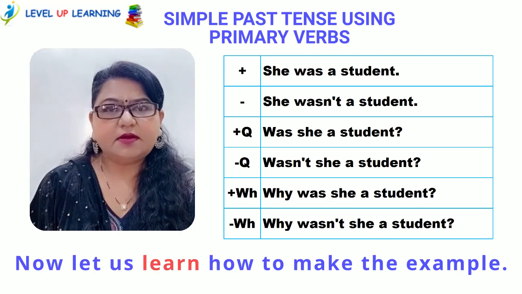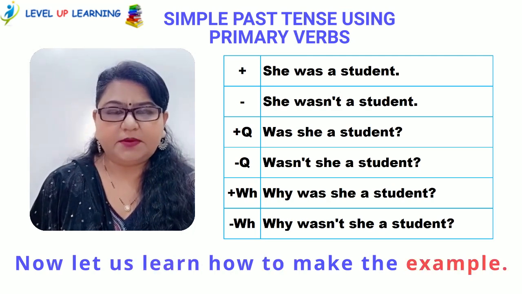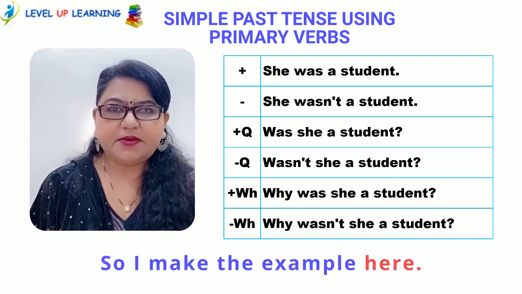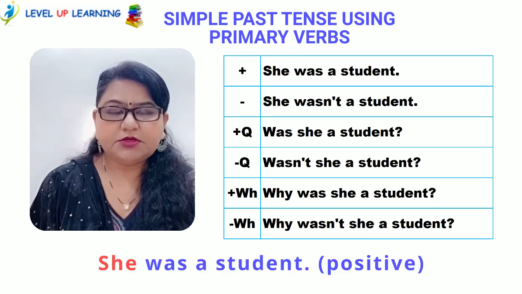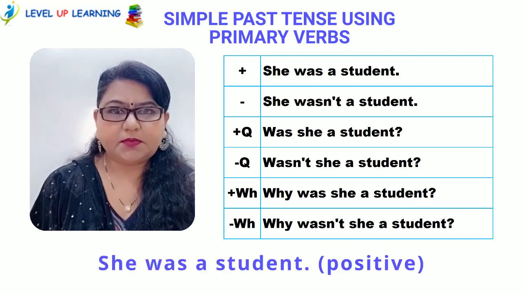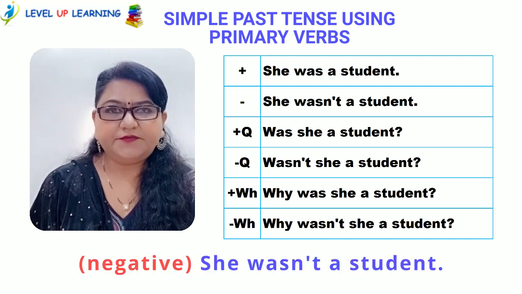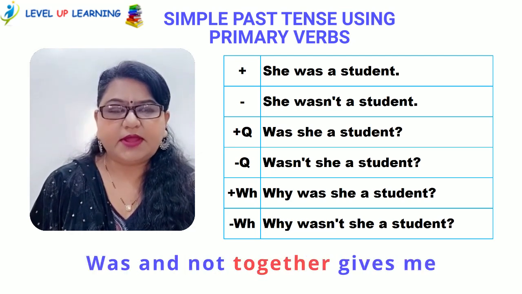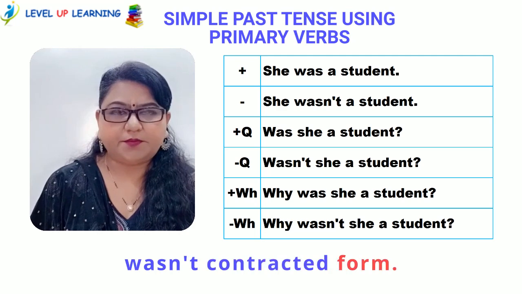Now let us learn how to make the example. So I make the example here. She was a student. Positive, negative, she wasn't a student. Was and not together gives me wasn't, contracted form.